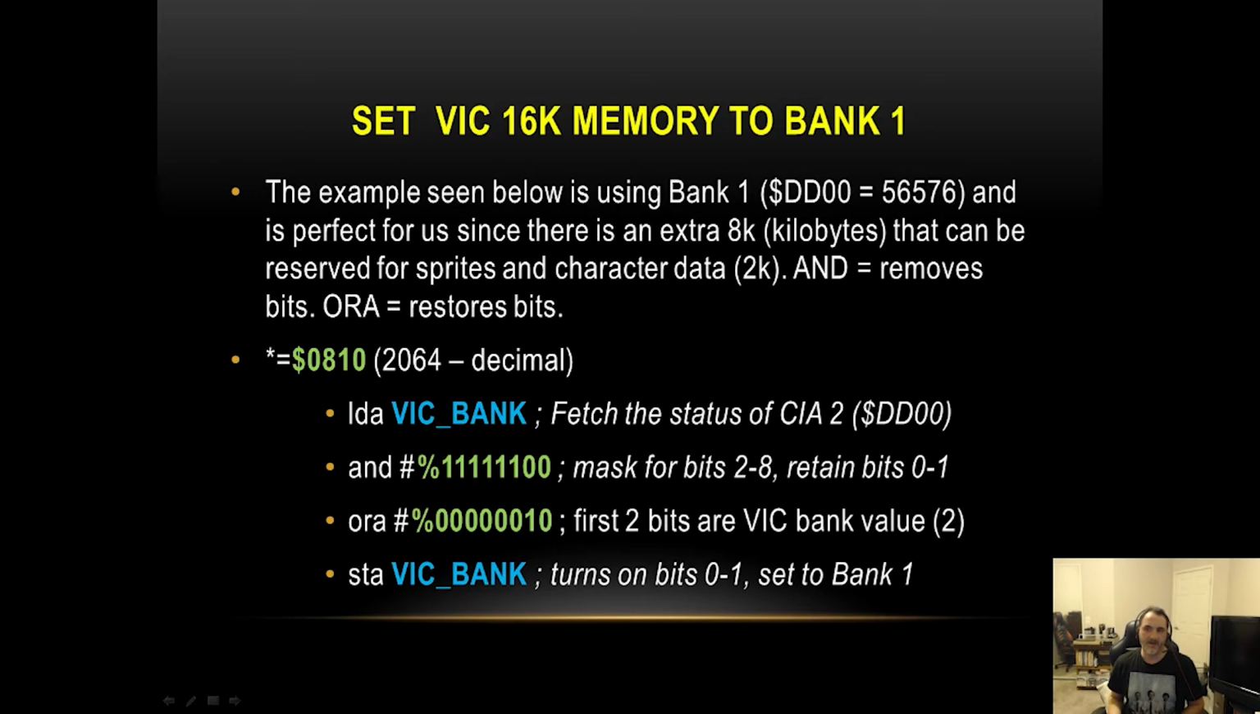Set VIC 16K memory to bank 1. The example seen below is using bank 1, DD00, which is 56576, and is perfect for us since there is an extra 8K that can be reserved for sprites and character data, which is 2K. And I put and removes bits or restores bits. And there's the example of our first banking.